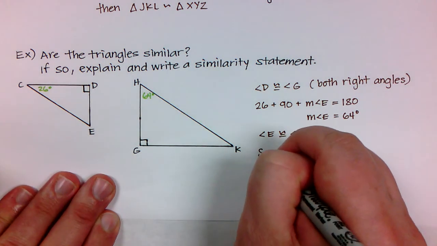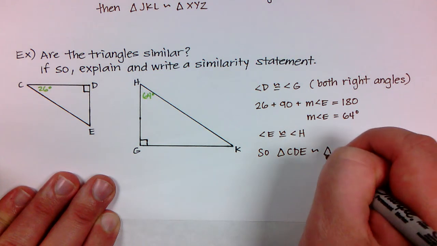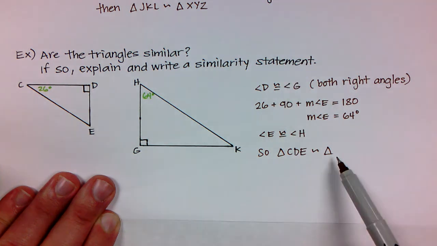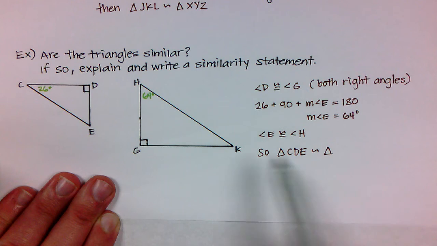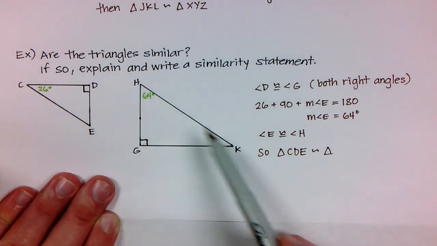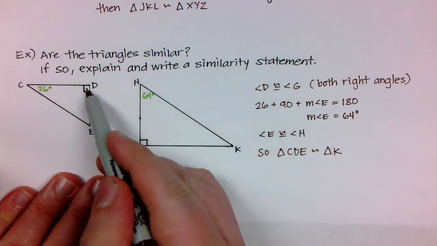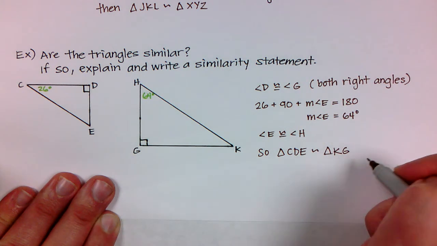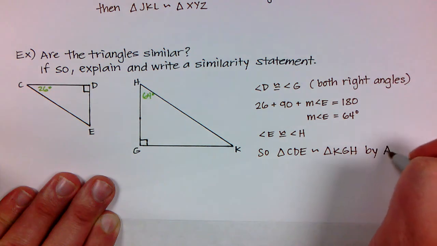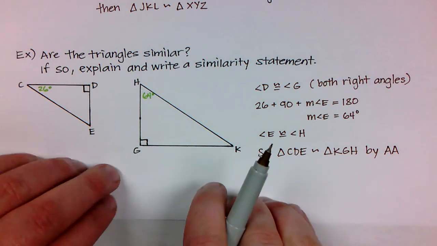So in the end, triangle CDE is similar to the other triangle. Now when it says to write a similarity statement, you need to make sure that you write this in the proper order. So if I'm starting with CDE, angle C actually corresponds with angle K. So that's the first one I'm going to write. D corresponds with G, and then E corresponds with H. And I can say that those are similar by the AA similarity postulate, but I'll just let you write AA.